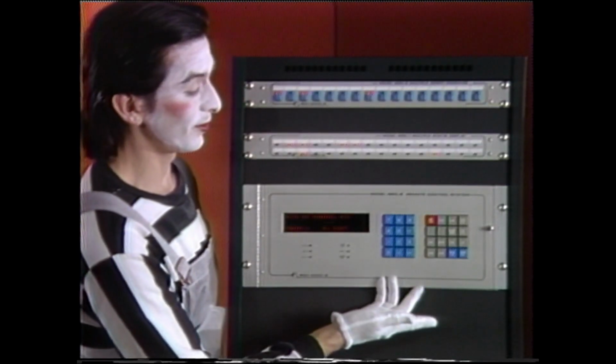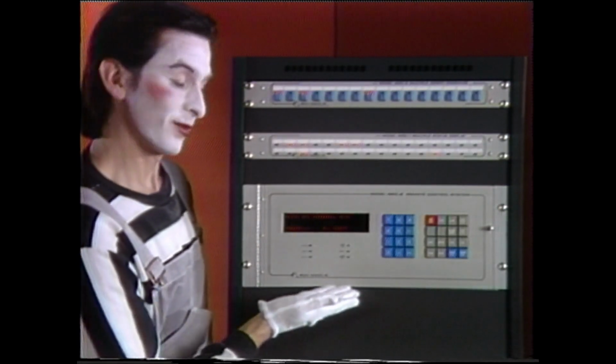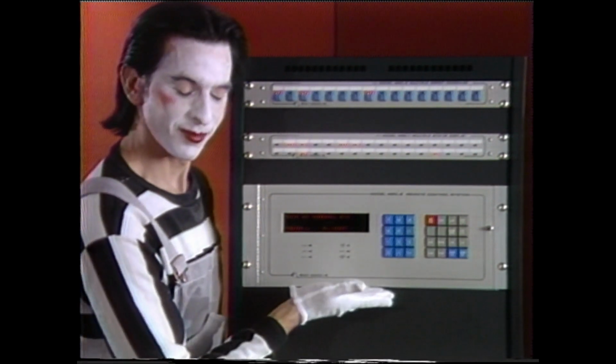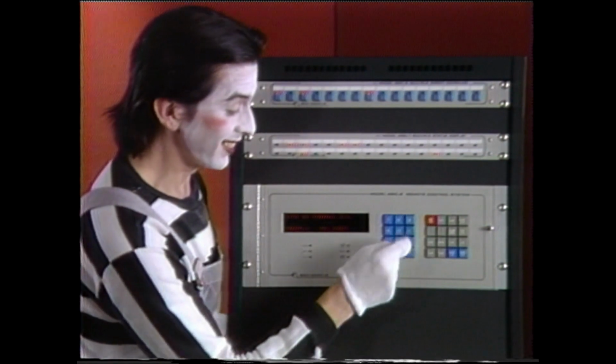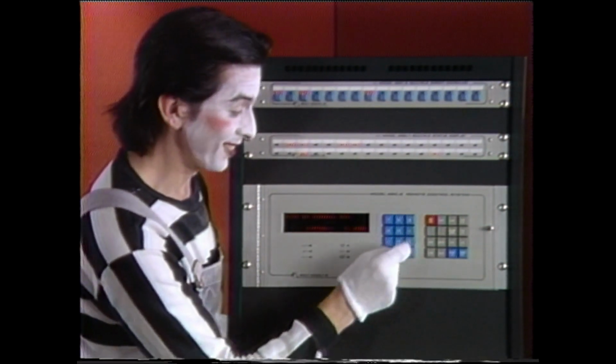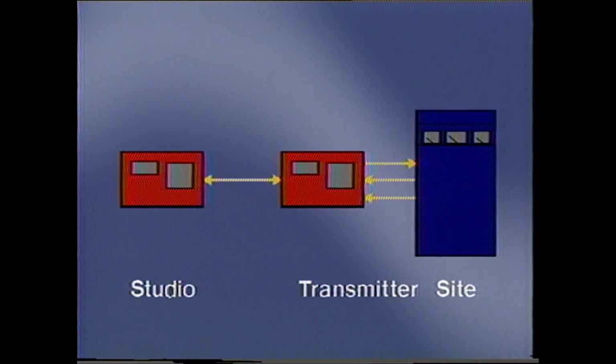The control terminal is located at the main control point, usually the studio. It provides the interface to operators either directly or through a CRT terminal, which we'll discuss in a moment. The control terminal can provide communications to one or more remote terminals using dedicated lines, FM subcarriers, automatic dial-up systems, or the equivalent. The remote terminal is located adjacent to the equipment being controlled. It interfaces to this controlled equipment via hard wiring.